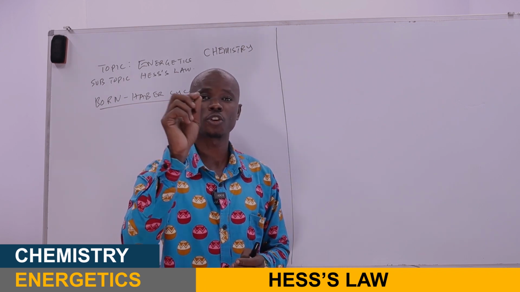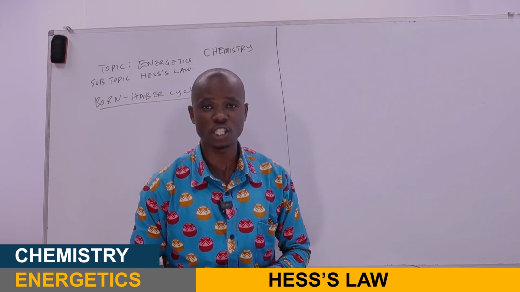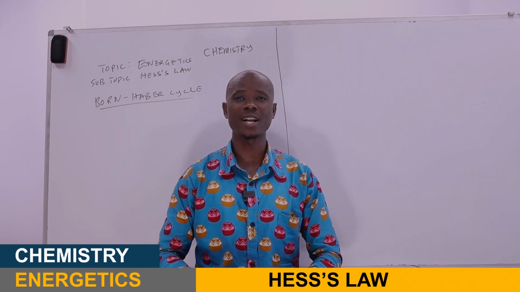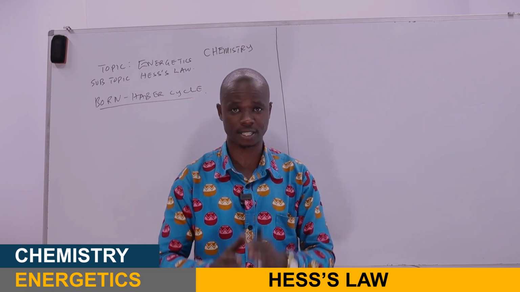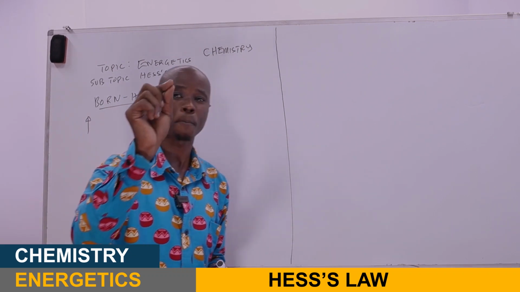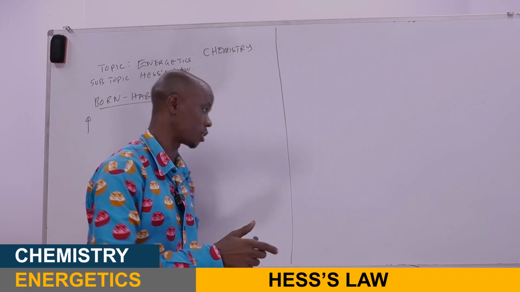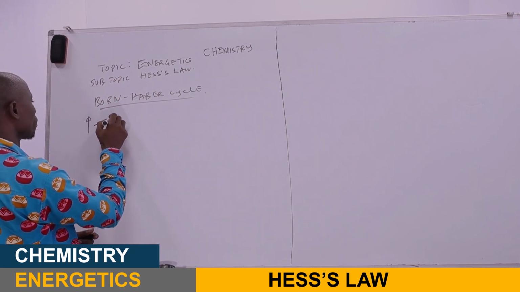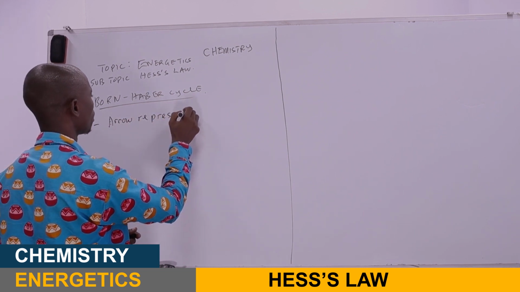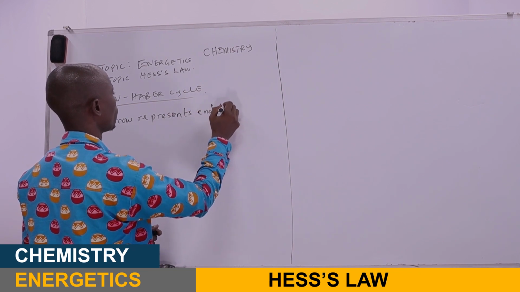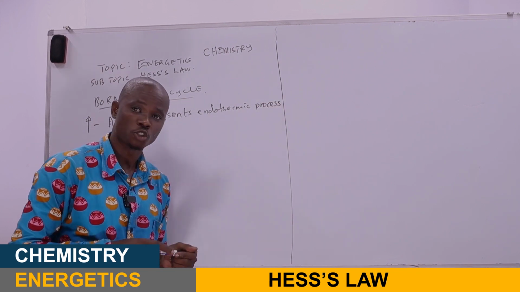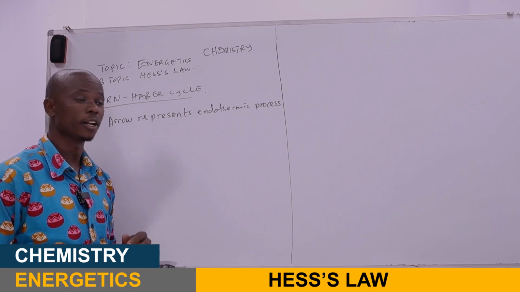But before you draw the Born-Haber cycle, there are very important things for you to remember. There are arrows. Before we go to the examples, I want to give you some skills. What do the arrows in the cycle represent? Now, we have this arrow. The arrow which is pointing upward represents an endothermic process.